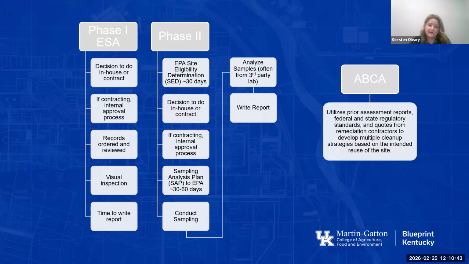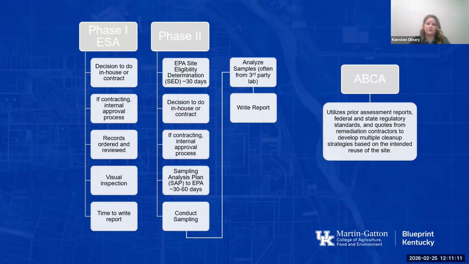If we're contracting it out, sometimes there are unexpected delays. It has its own approval process where it has to go to the finance cabinet and be signed off on, and a delivery order sent to the consultant. So sometimes there can be delays with that. Also, I just wanted to point out that they're doing a visual inspection, but they're also doing a records review, and they have to have time to write the report.